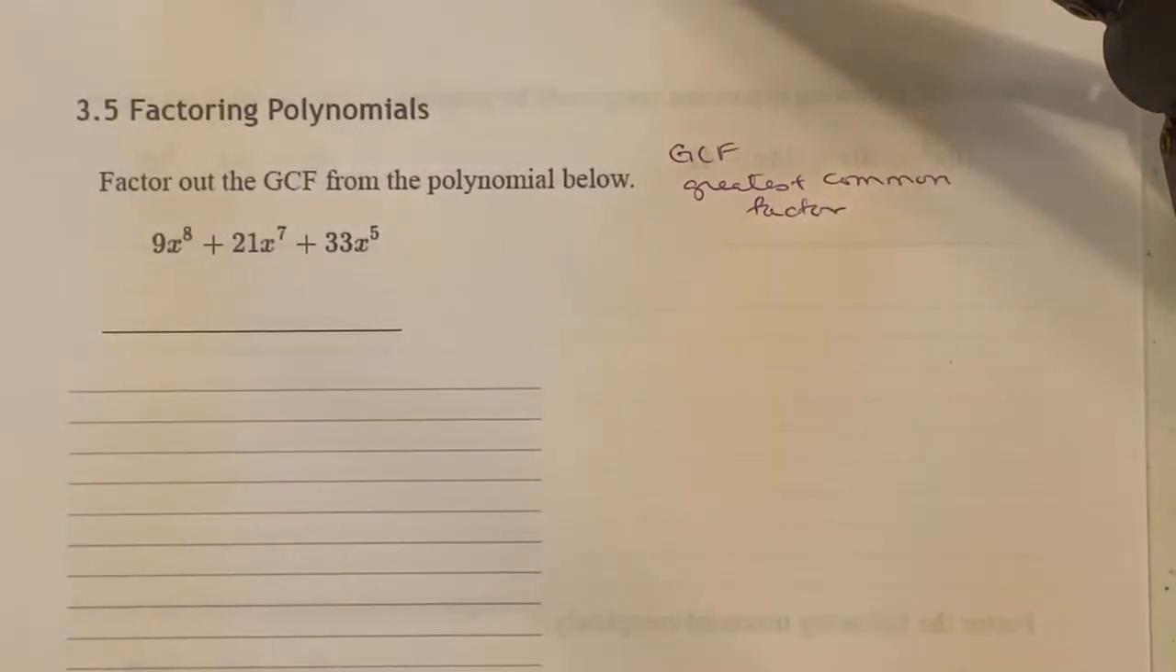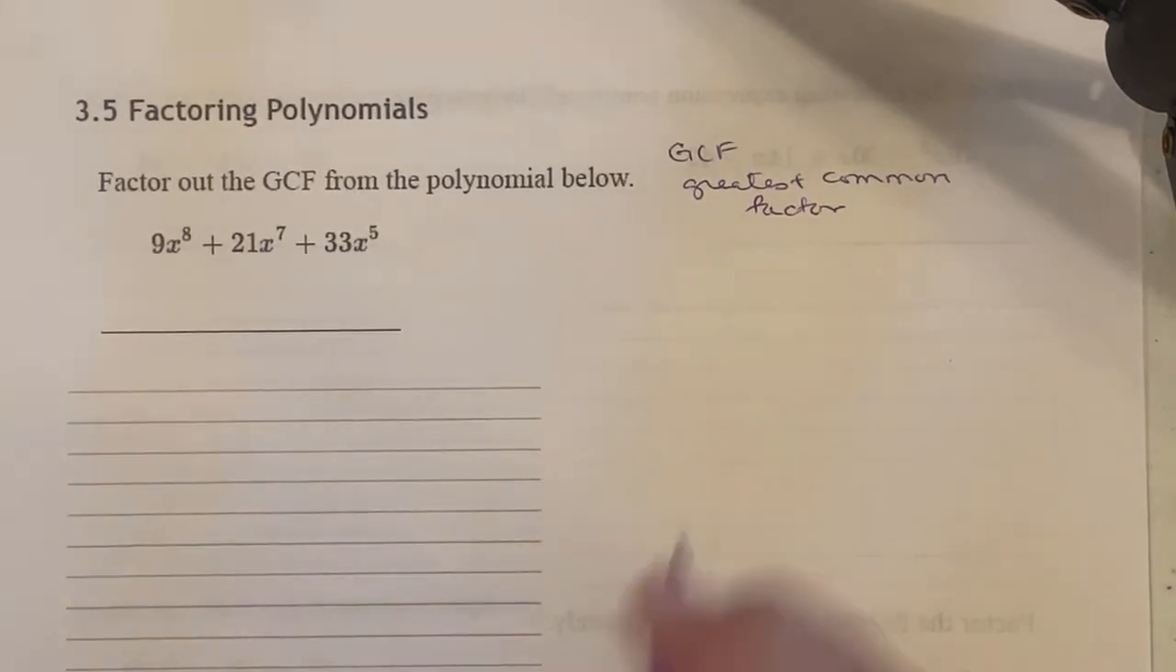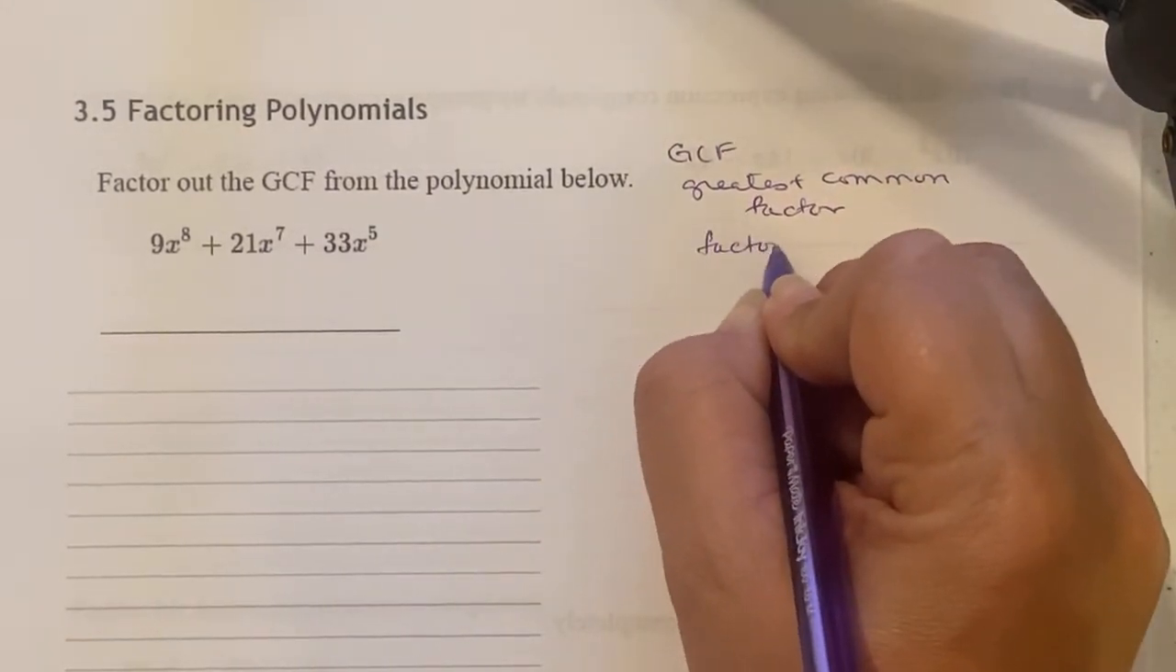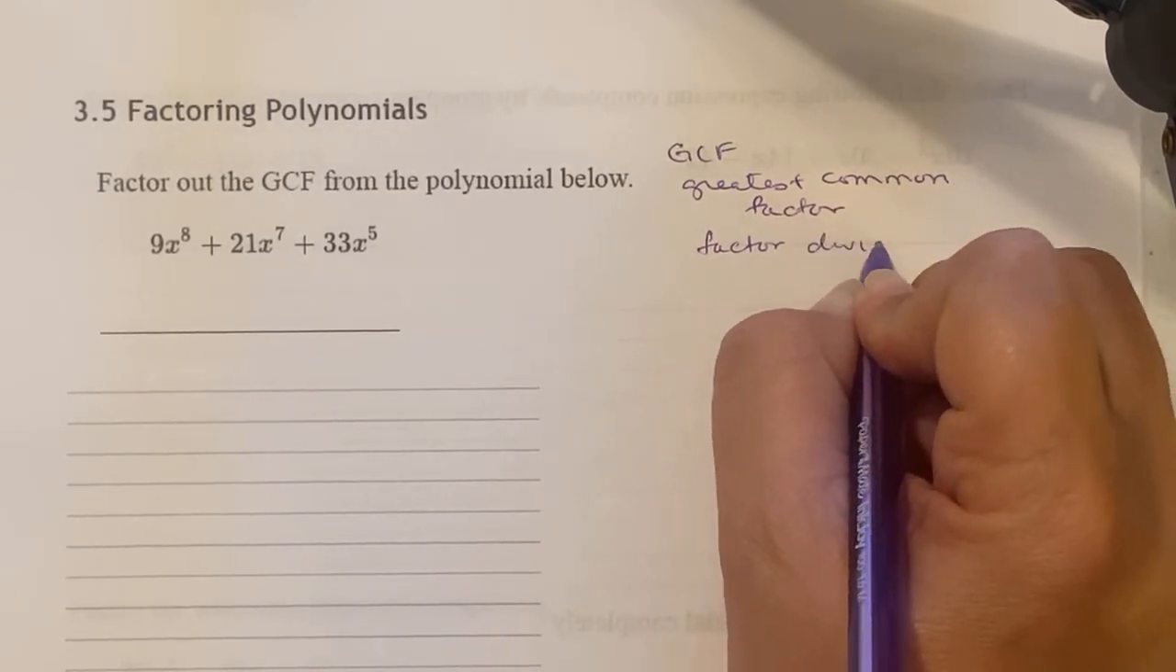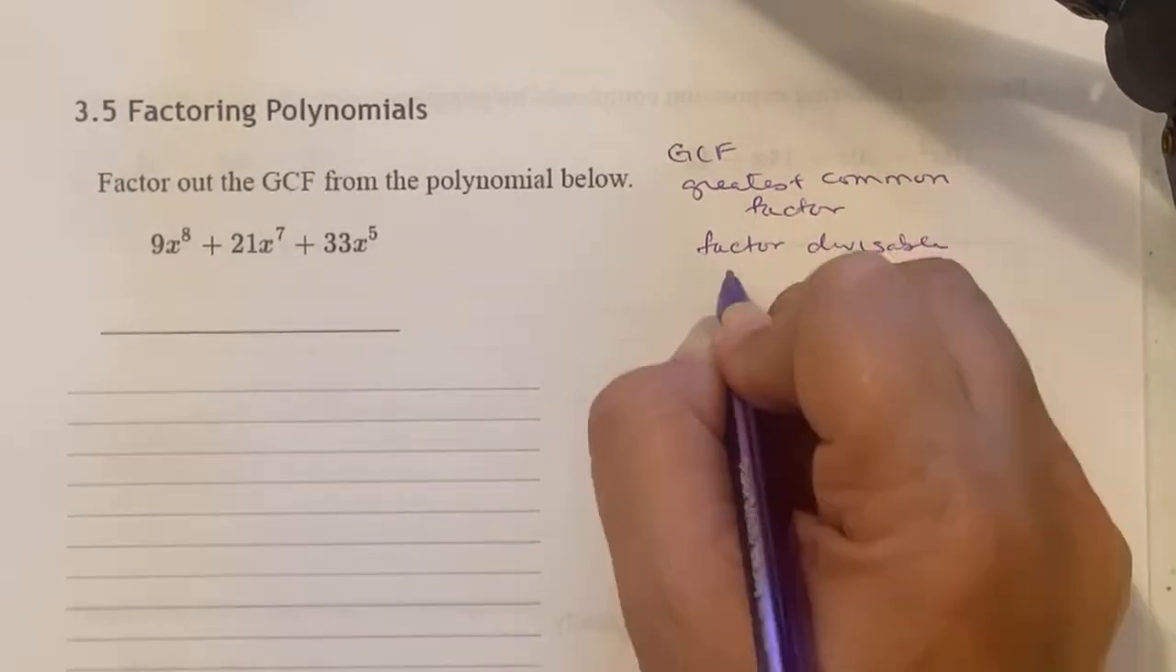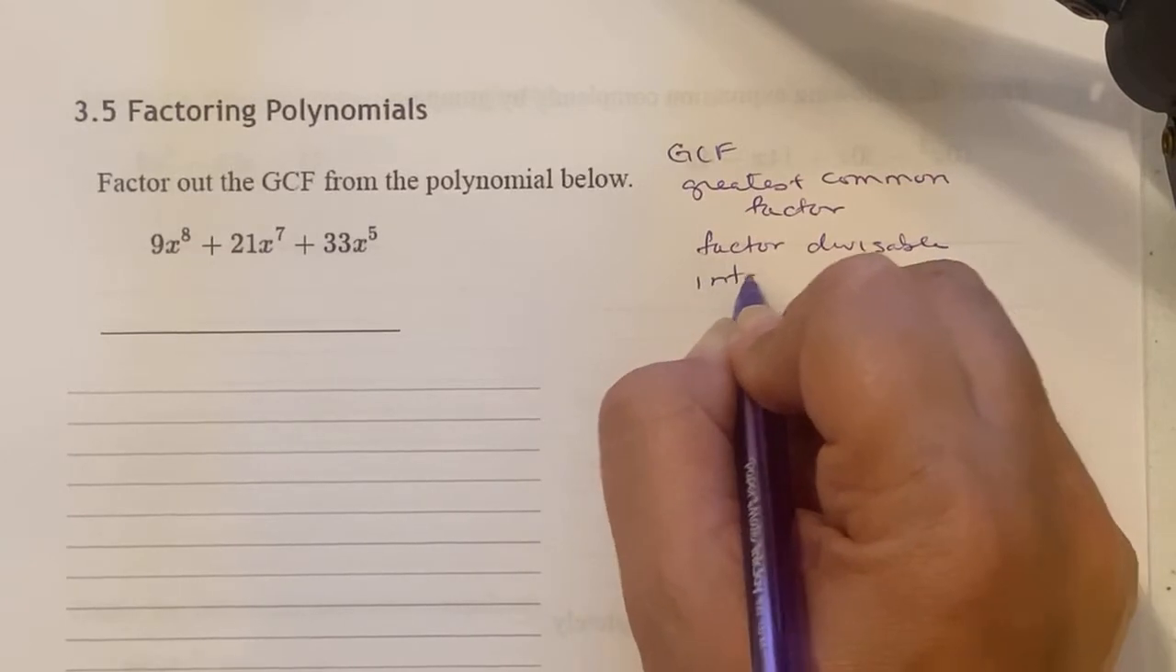Now, when they talk about greatest common factor, that is different than your LCD, where LCD is your least common denominator. Greatest common factor means the factor that is divisible into all parts.